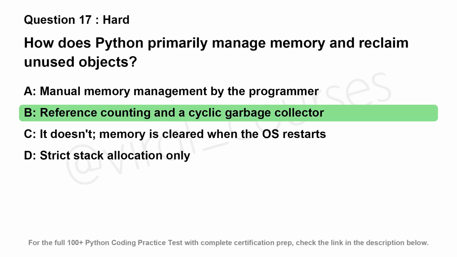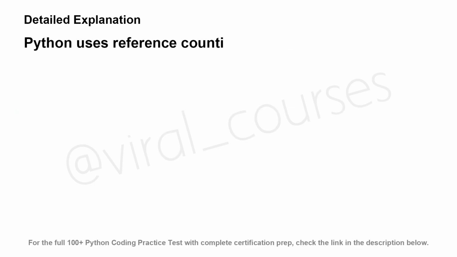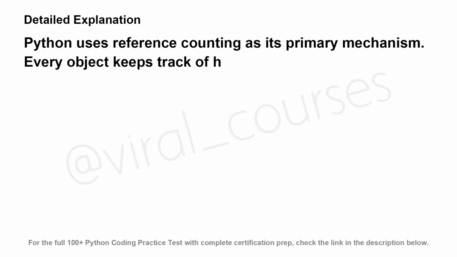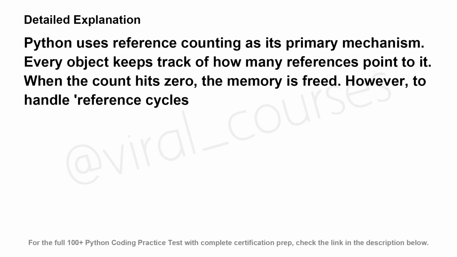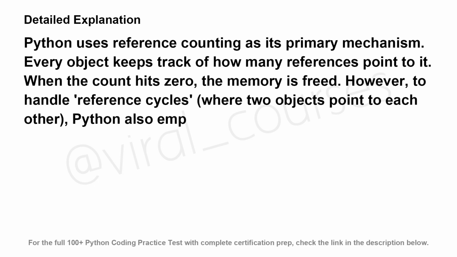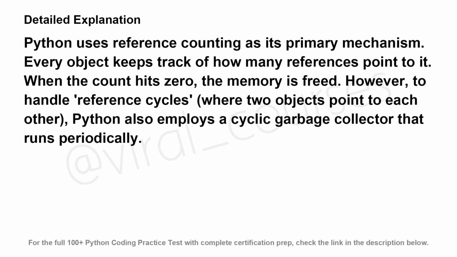The correct answer is B. Python uses reference counting as its primary mechanism. Every object keeps track of how many references point to it. When the count hits 0, the memory is freed. However, to handle reference cycles, where two objects point to each other, Python also employs a cyclic garbage collector that runs periodically.